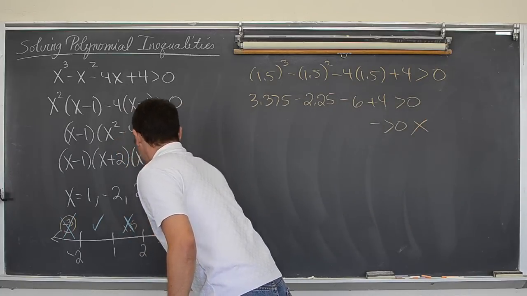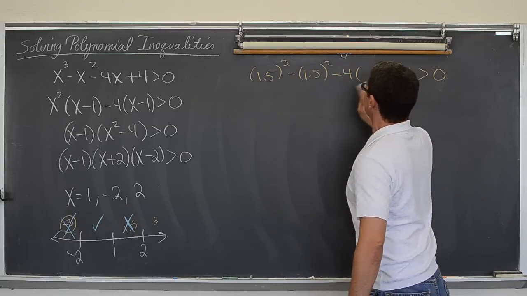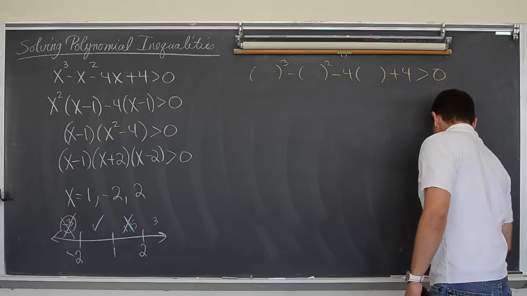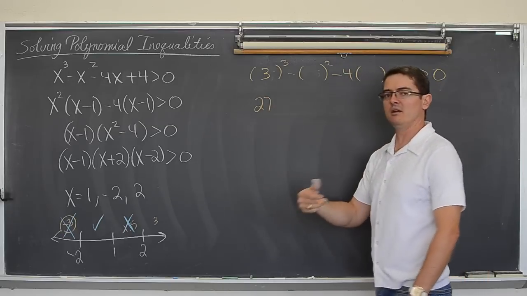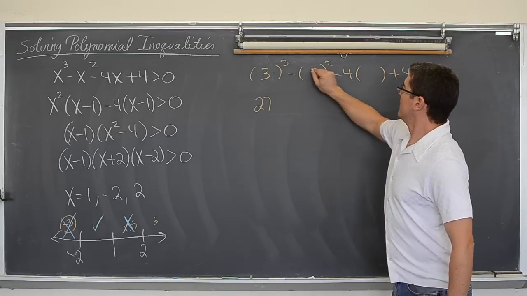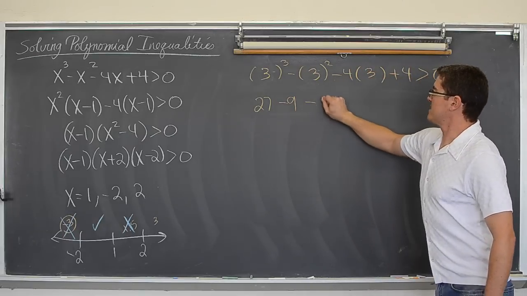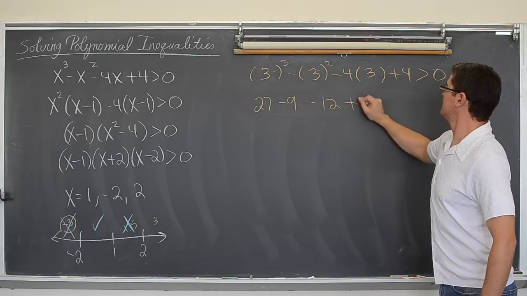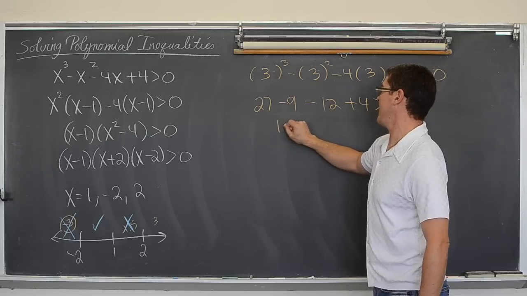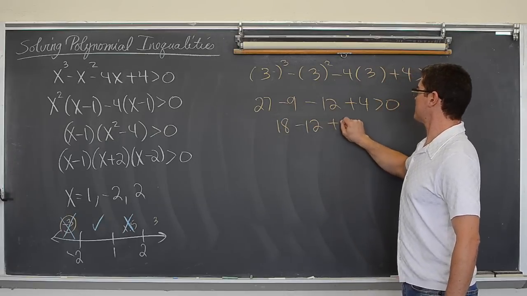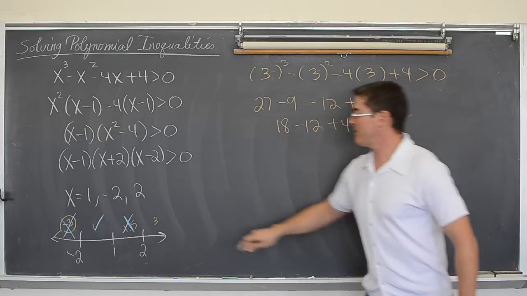And I got 2 minutes left to finish this up. So let's take a look at the value of 3. And we've got 3 cubed is 27. 3, 9, 27. 3 squared is 9. 4 times 3 is negative 12 plus 4 is greater than or equal to 0. So this is going to be what? 16, 18. Minus 12 plus 4 is greater than 0. That's going to be positive. This is still positive, so that works out. And my last interval works.